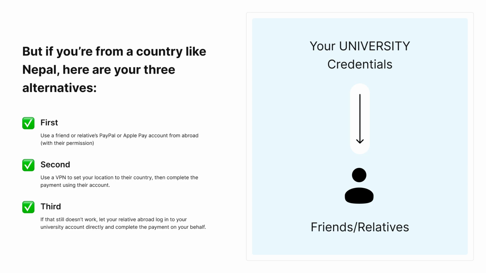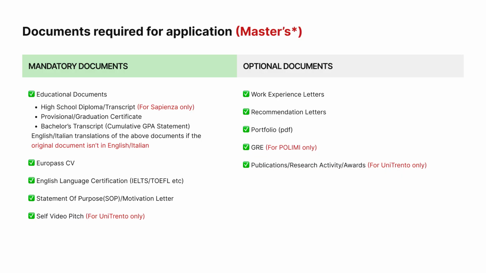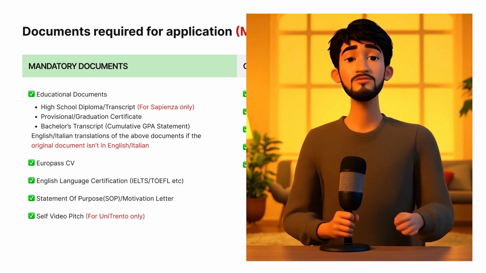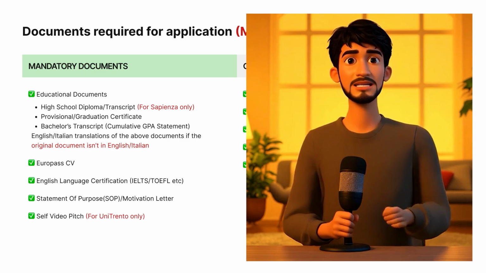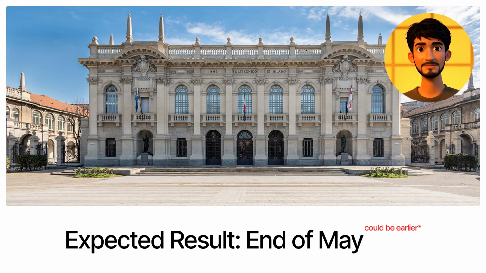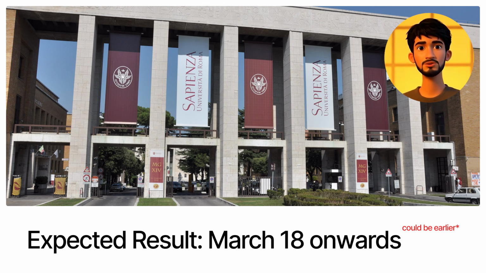Once your payment is successful, return to your application and click Final Submission. You'll then receive a confirmation email stating your application is complete. Before we wrap up, let's go through the most common documents you'll need ready before you even open the application portal. Having these prepared in advance can save you hours and prevent last-minute mistakes. And that's it. You've taken one of the biggest steps towards studying in Italy for free. One last thing. Here are the expected admission result dates for each university so you'll know exactly when to expect your offer or rejection email.